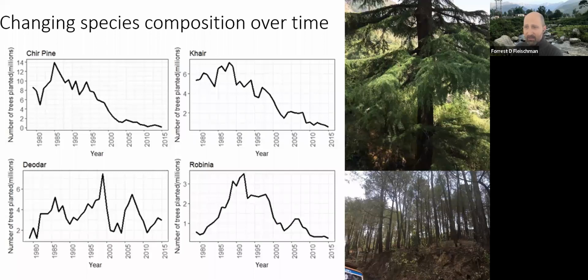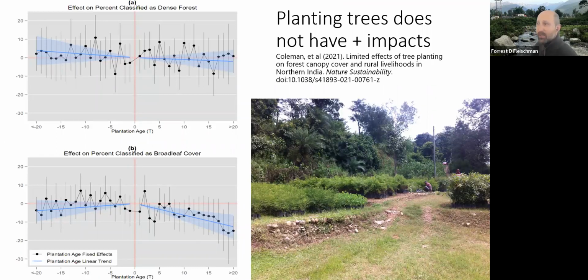The other three species here, Ker, Deodar, and Robinia, are the next three most popular planted species that we found in our database. Deodar is a cedar, a beautiful cedar, and the top picture is a picture of a deodar tree. It's also very good for commercial lumber production. It grows at higher altitudes than the cheer pine. And again, you see that these most commonly planted species are mostly declining, and these are mostly commercially useful species. They are mostly not species that are used by the local people for their livelihoods, but are used for, in the example of cheer pine and deodar, commercial lumber. And again, remember, commercial timber harvest was banned in 1986.